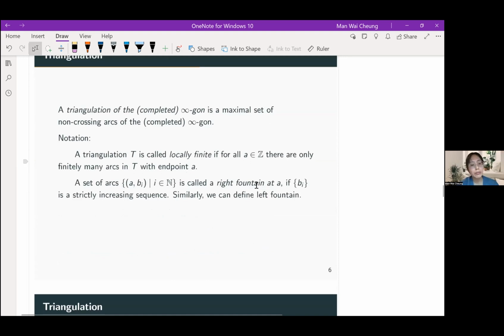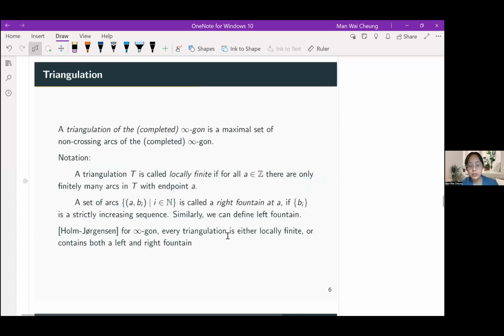And then there are two notions that we have. We'll call the triangulation locally finite if for all the marked points, there are only finitely many arcs in the triangulation with endpoint A. But we can also have infinitely many arcs with endpoint A, which we call a right phantom, or similarly a left phantom, which is where we consider the set you can see here with the endpoint A, but we go on the right with infinitely many endpoints, and this is what we call the right phantom.